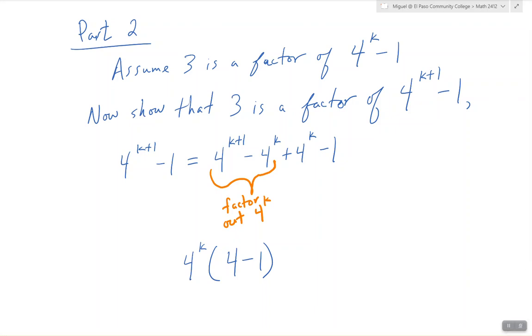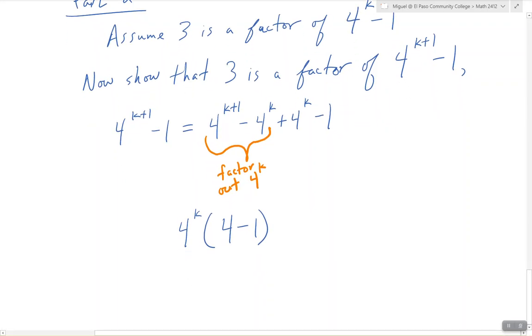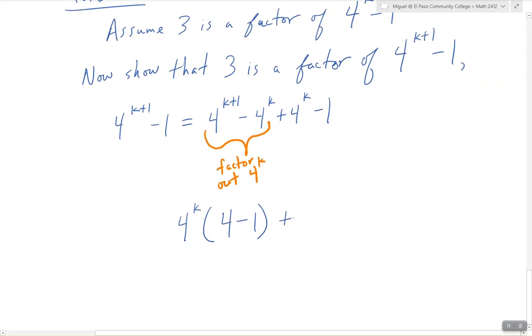And the purpose of this was to get a 3 out of this somehow. And you can see here we get a 3. 4 minus 1 is 3. But bring down the rest because we still have that second part here.